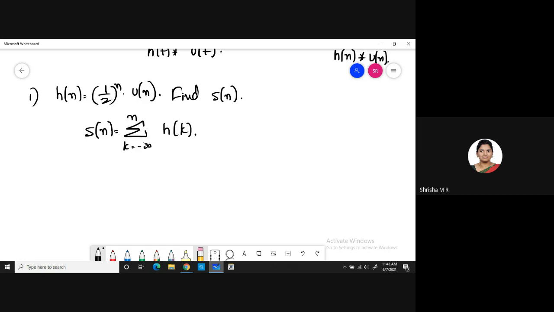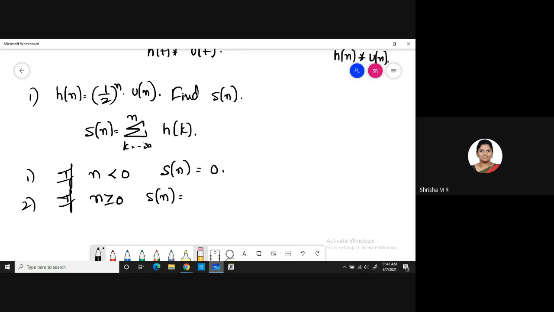So if n is less than 0, what is your step response s of n? 0, ma'am. You will get 0 if n is less than 0, because the unit step starts from 0 and goes up to infinity. So if n is less than 0, your step response s of n is equal to 0. This is case 1.